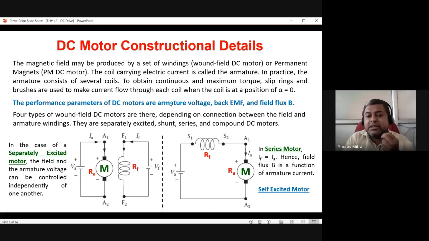So there are mainly three parameters of a DC motor. First is armature voltage given by VA. This is VA, this is actually the input voltage. So armature voltage is between these two points. Okay, so armature voltage, back EMF given by EB, and field flux.